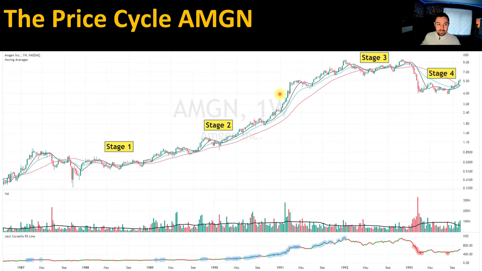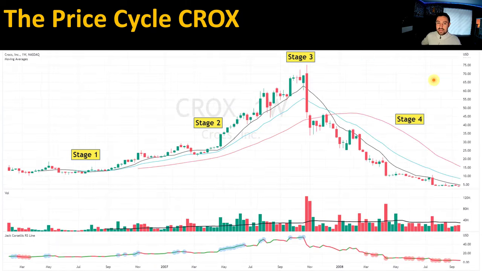Now we're a little bit further back. So this is Amgen back in the 1990s. You have a stage one base here. You then have a stage two uptrend. See the lack of volatility in the stage two uptrend as well. Really nice. Stage three distributional top. And then see how it breaks down here pretty aggressively on volume as well. And we're going to be talking about relative strength as we go throughout this video. And then you have your stage four decline over here.